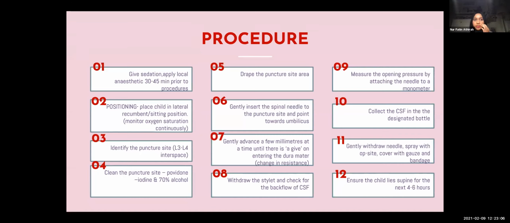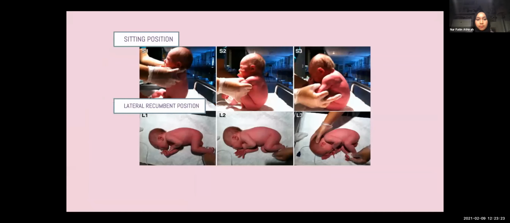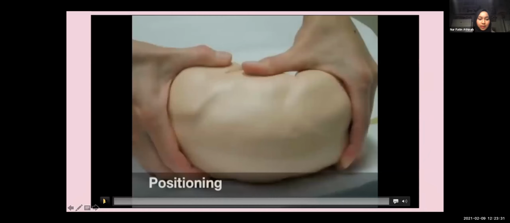Usually we use four tubes. Then we gently withdraw the needle, spray the site, cover with gauze and bandage dressing, and we ensure the child lies supine for the next 4 to 6 hours. Okay, so this is the picture that I've mentioned. We can do it in either sitting or lateral recumbent position. For further understanding, let's watch a video.